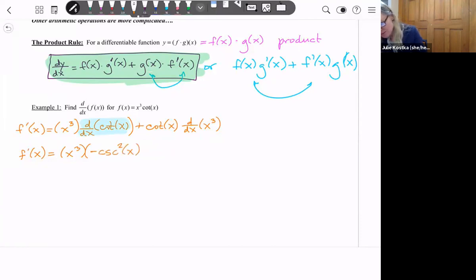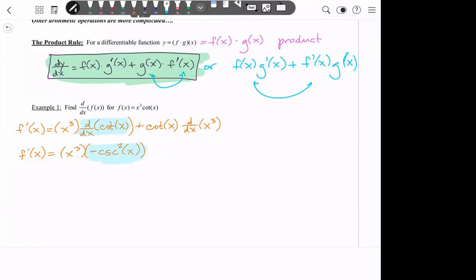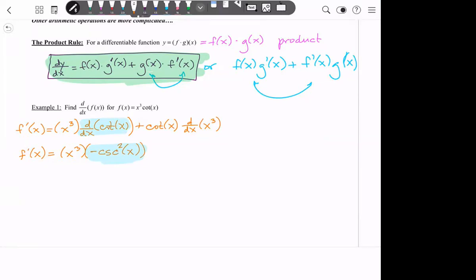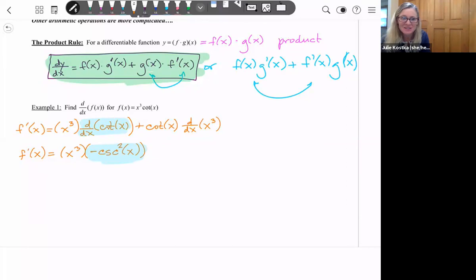Cosecant squared. Anybody catch my mistake yet? Or were you still writing it down? Hopefully nobody noticed. I haven't memorized the trig stuff yet. Derivative of cotangent is negative cosecant squared. All right, sorry about that. I almost had it wrong.